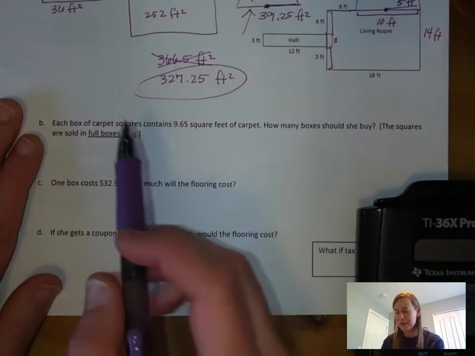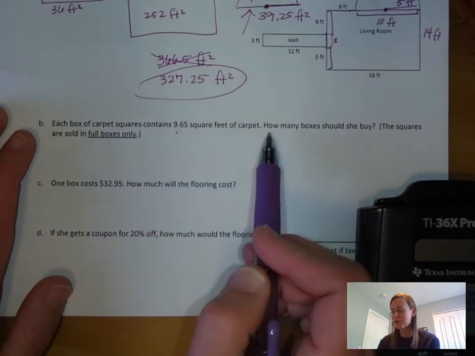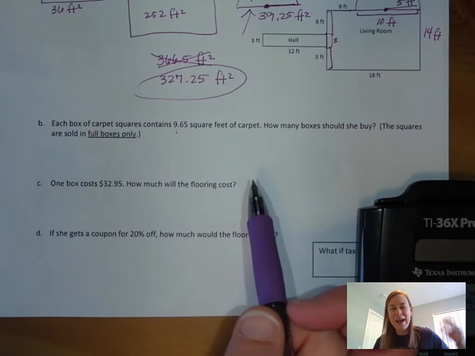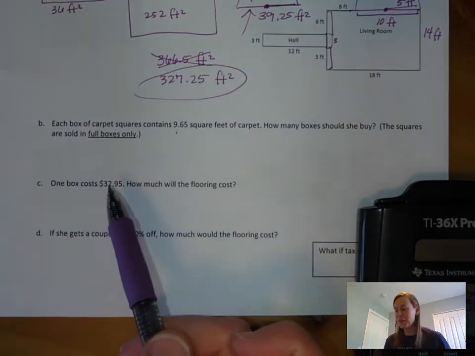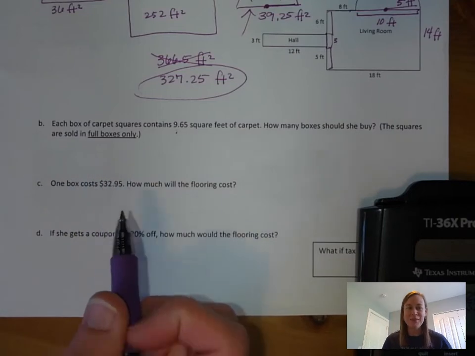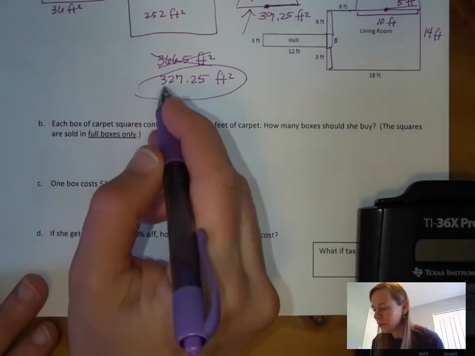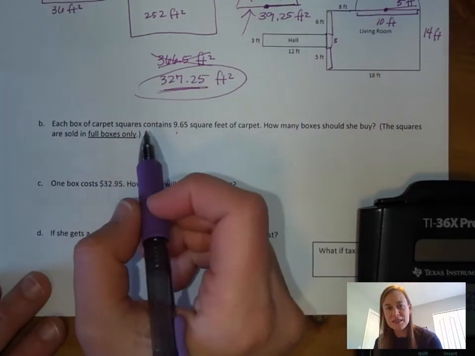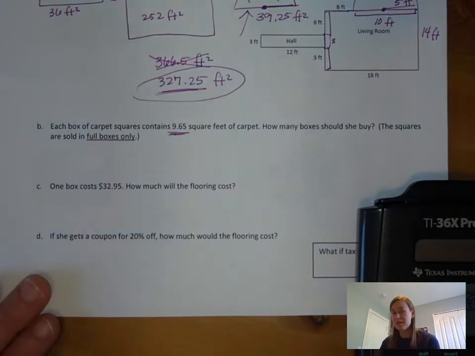All right, so in part B it says each box of carpet squares contains 9.65 square feet of carpet. You guys know where we're going with this already, don't you? How many boxes should she buy? Okay, these squares are sold in full boxes only. That's realistic. I'm putting tile in my bathroom right now. You got to buy the whole box, even if you only need one tile out of it. So if she has a total of this many square feet, how many of these boxes does she need if each box contains 9.65 square feet?